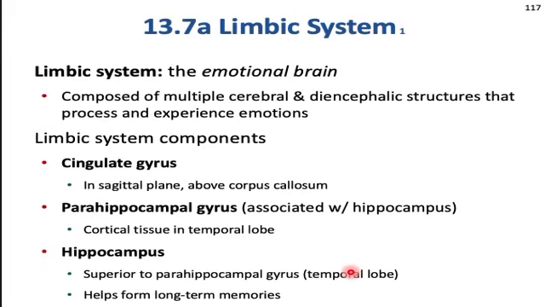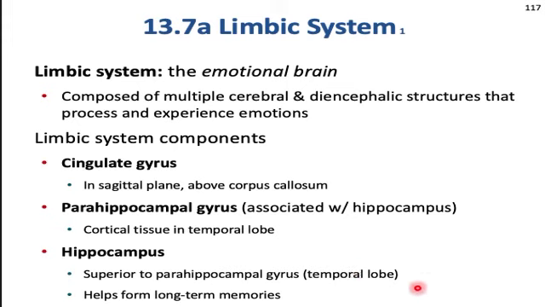Now, the limbic system is our emotional brain. It's what allows us to perceive and to express emotional content in our experiences. Okay. What are the components? The cingulate gyrus above the corpus callosum, the parahippocampal gyrus, which is in the temporal lobe and is associated with a structure called the hippocampus, which is sort of like the body's DVR.